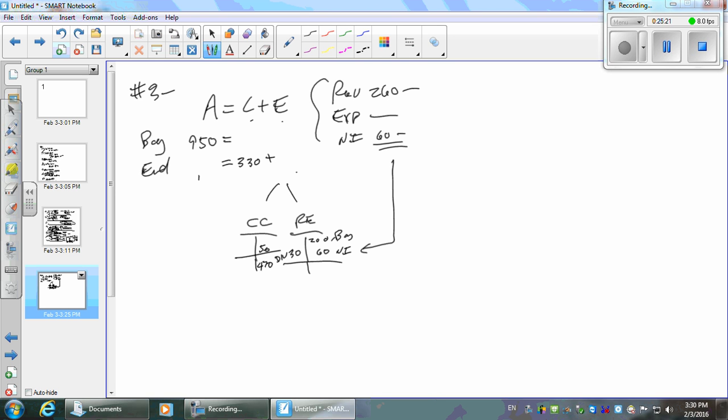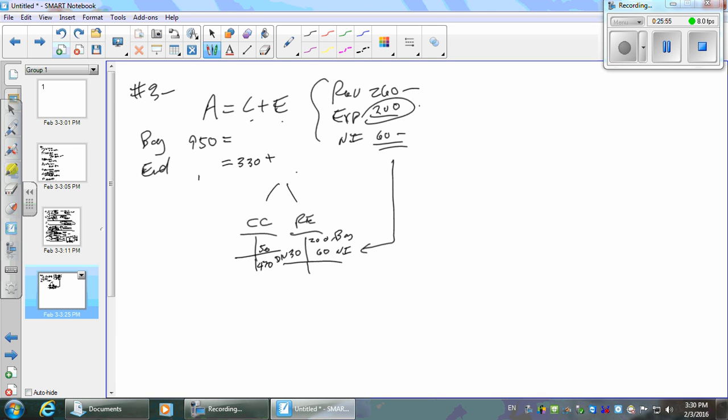Oh, look, there's only one unknown. Can I solve it? Sure. 260 less 60 is how much for expenses, guys? 200, just like that. You got it. What else can I solve? Let's see. I don't know beginning equity, and I don't know beginning contributed capital, and I do know ending. That's two unknowns, isn't it? Can't do it. How about ending? I know 470, my ending contributed capital, but I don't know retained earnings, and I don't know equity. I can't solve it.